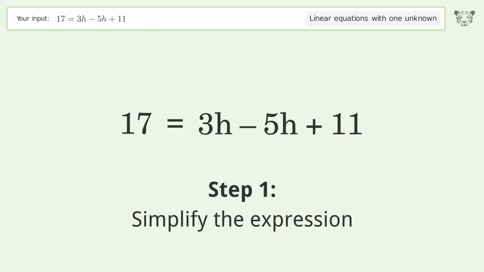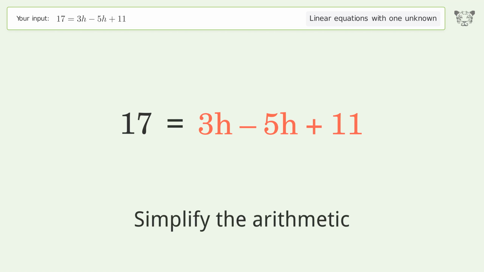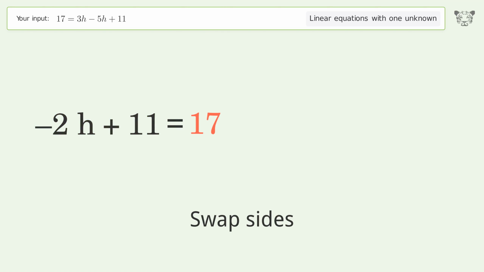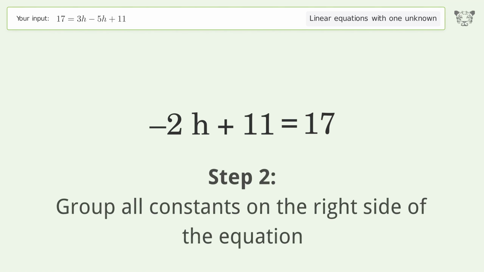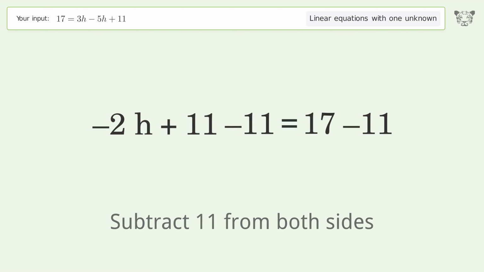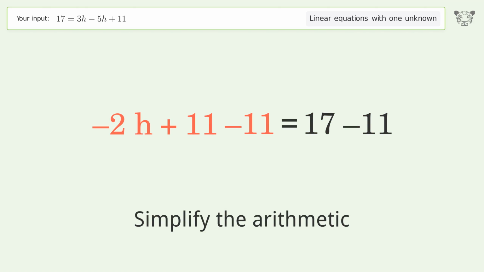Simplify the expression. Simplify the arithmetic. Swap sides. Group all constants on the right side of the equation. Subtract 11 from both sides. Simplify the arithmetic.